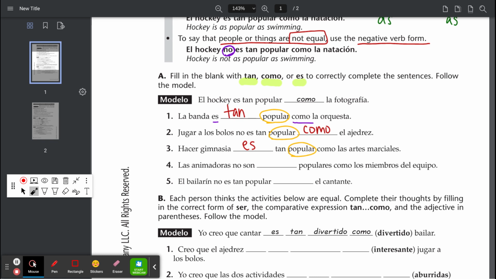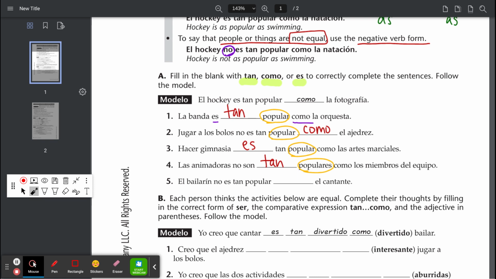Number 4, las animadoras no son blank populares como los miembros del equipo. So, populares, all of our adjectives are the word popular for some reason. So far we have a verb form of ser, and our verb forms of ser are soy, eres, es, somos, and son. So we have son here, so it replaces the es. We have como, so our missing word here is tan.